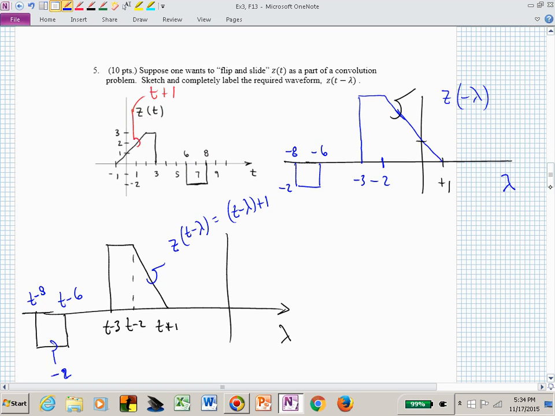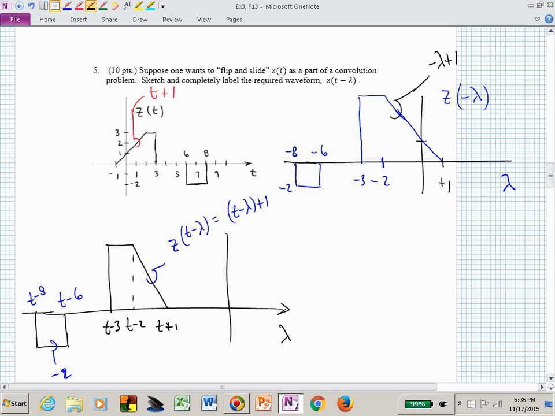Where are we at? So now z of t minus lambda, what you want to be able to do is check this. A quick way of checking that might be, let's plug in t equals 0. And at t equals 0, what should you end up with? So up here with this z of minus lambda, what's this functional expression right here? Now instead of z of t, it's z of minus lambda. Everywhere we had a t, we should replace it with minus lambda. So this is now minus lambda plus 1.